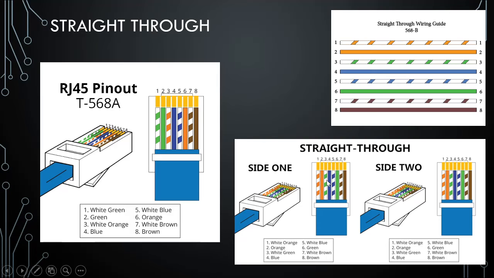You can arrange it in any order. For example, if your pin 1 is white green, then white green is what you should connect here. Whatever the color of your pin 2, put that same color on the pins of the other RJ45. So that is for straight through.